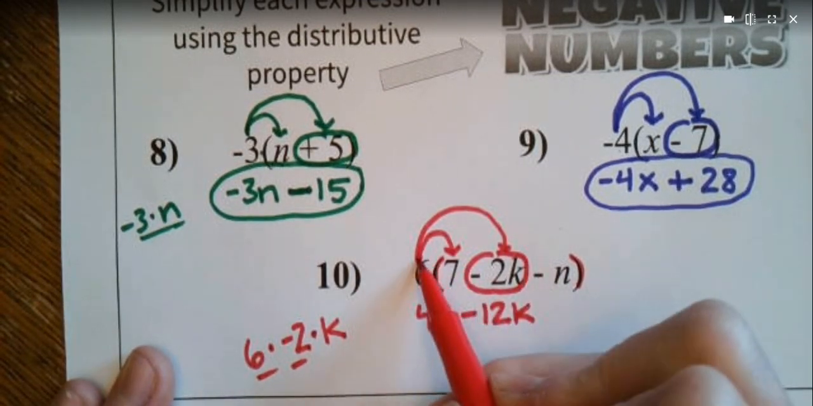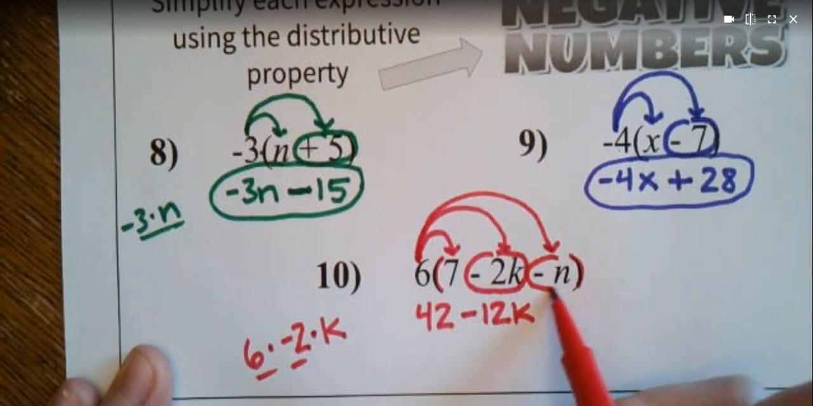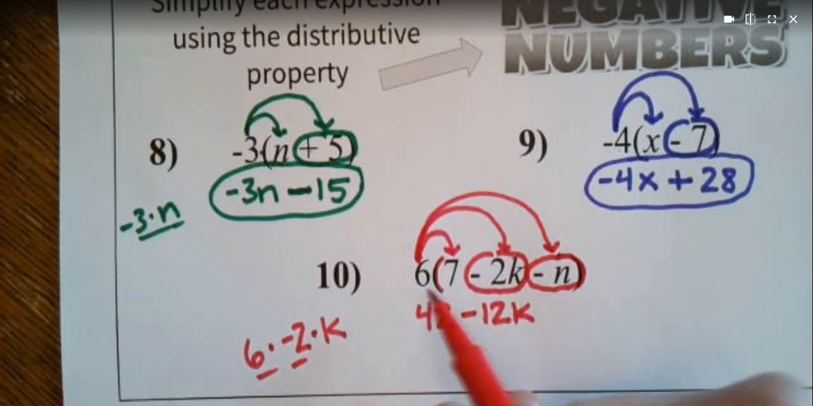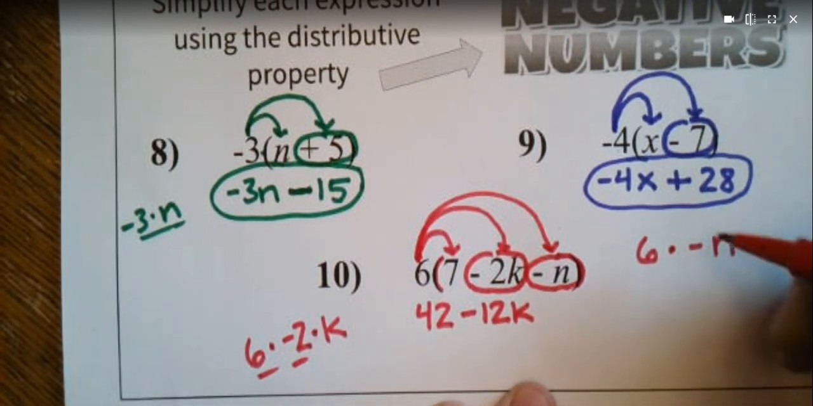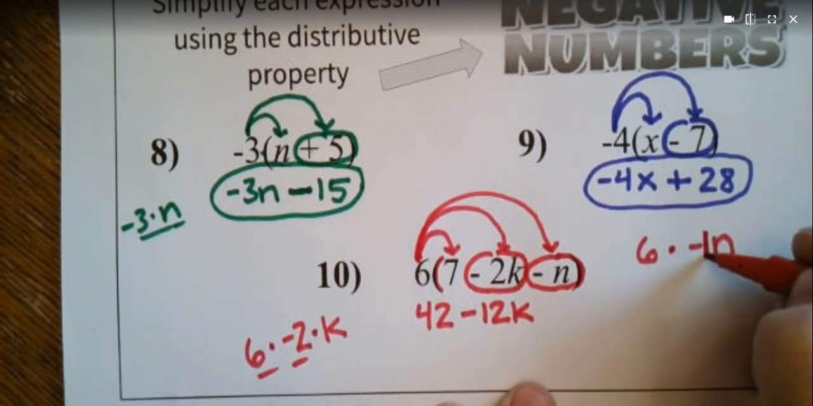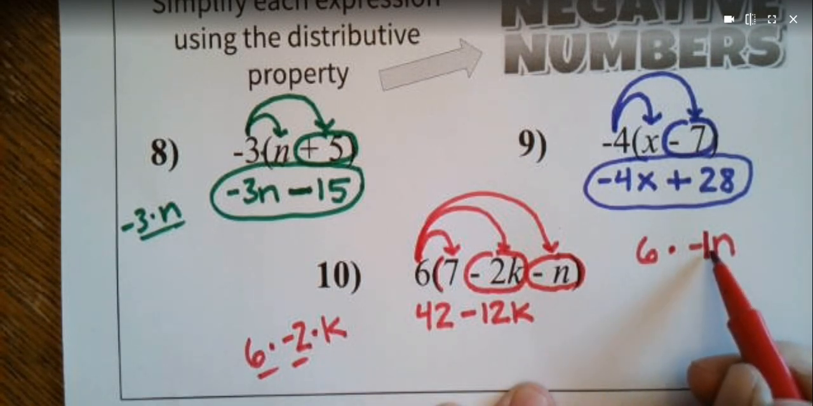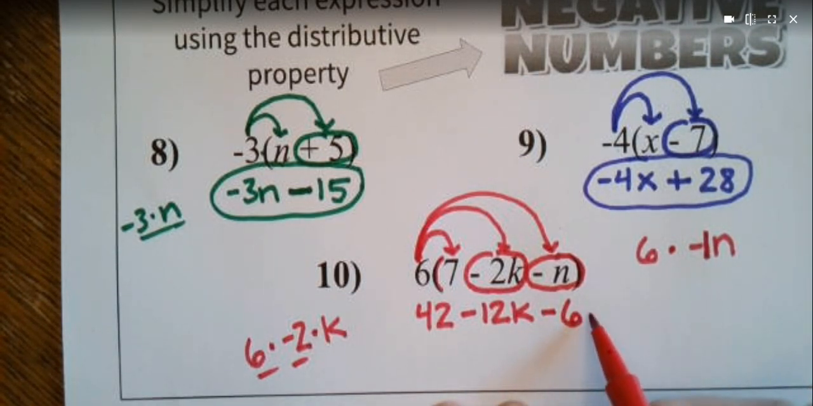All right, lastly, 6 times negative n. Well, remember, this is a 1 in front of the n that we don't see. So 6 times negative 1 would be negative 6n. So I bring down that n with it. Kind of tricky there. Now take a look and see what we have. 42, negative 12k, and a negative 6n.